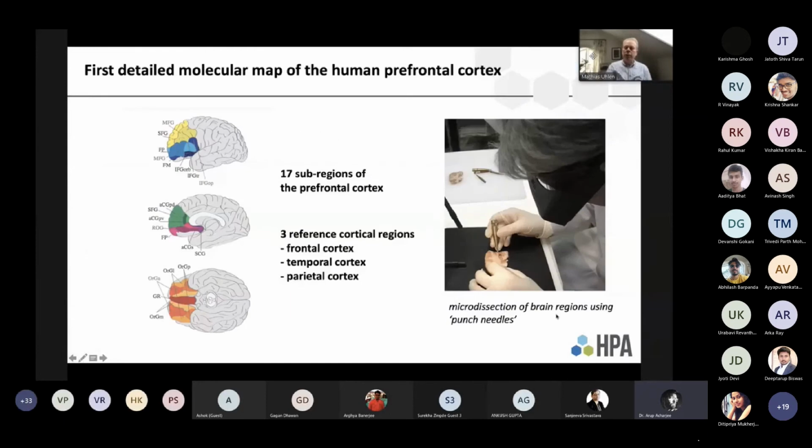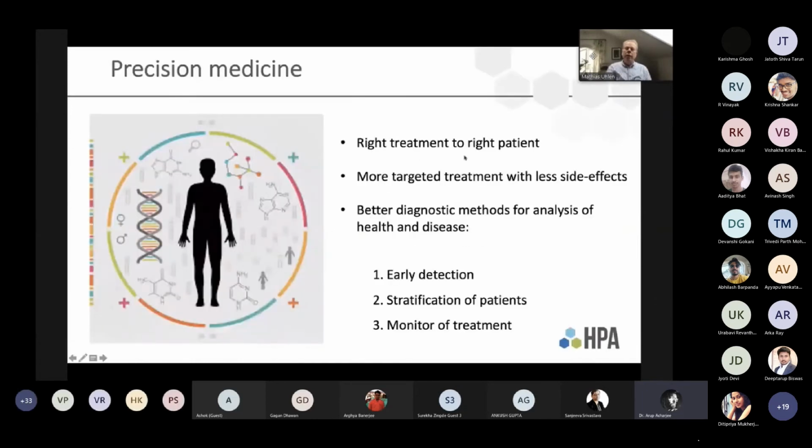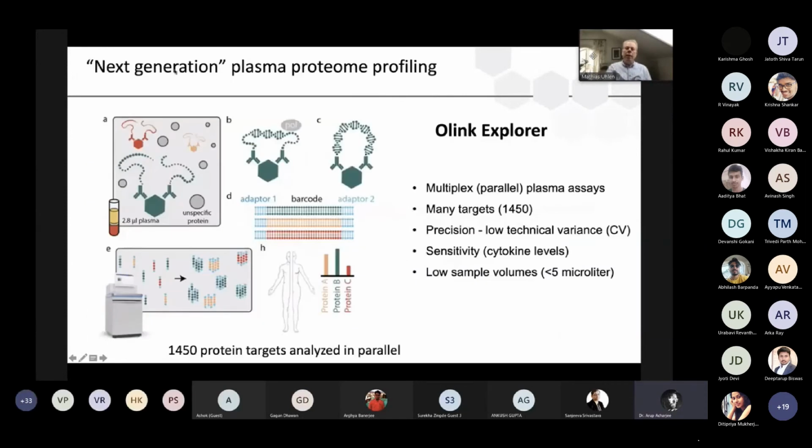But what we're doing is microdissection of brain regions using a punch needle approach. What we're also doing now is precision medicine. And the idea here obviously is to get the right treatment to the right patients, to do more targeted treatments and better diagnostic methods. The main way of doing that is we're using targeted proteomics, we're using mass spectrometry, but we're also doing it using antibodies.